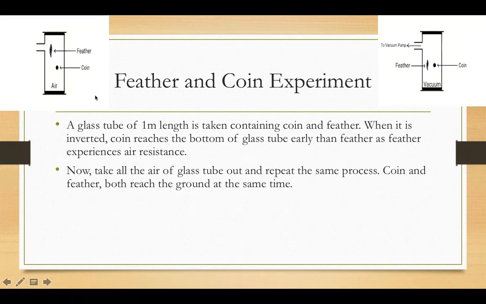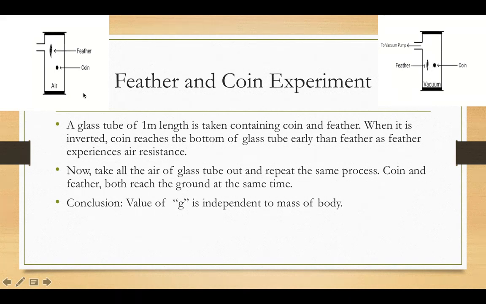But in the second step, if you create a vacuum and repeat the same experiment, you will see that both the coin and the feather reach the ground at the same time. So what is the conclusion? Once again, the value of g is independent of the mass of the body. Either coin or feather, no matter what mass they have, they will reach the ground at the same time.